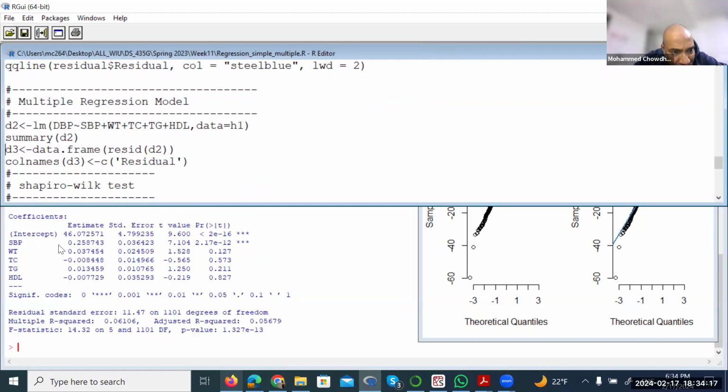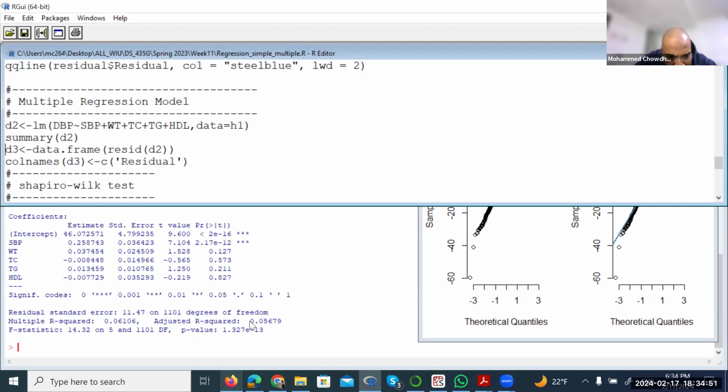From the summary statistics, we see that DBP is influenced by the intercept and SBP. So weight, total cholesterol, triglyceride, and HDL do not have any effect on DBP. Okay. So that means weight, total cholesterol, triglyceride, and HDL are insignificant on DBP. So they are not a significant factor to influence the DBP.